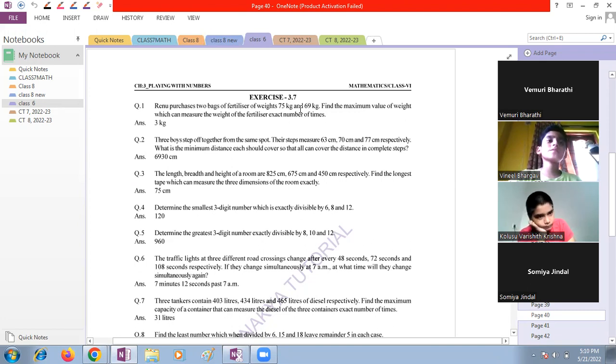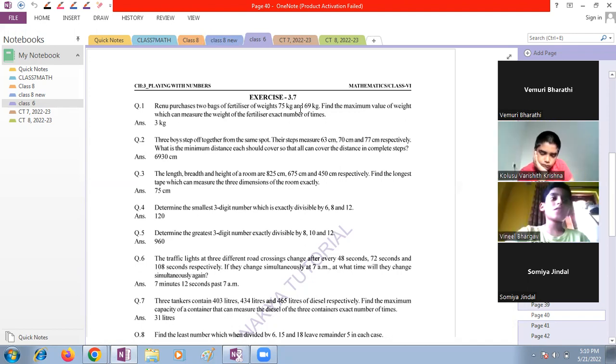See, there is a student, Renu. She purchases 2 bags of fertilizer. One bag is 75 kg. Another bag was 69 kg. Find the maximum value of weight which can measure the weight of the fertilizer an exact number of times without leaving any remainder. What is the measuring unit or measuring device so that she can exactly measure both quantities an equal number of times without leaving any remainder? You can use that word also.